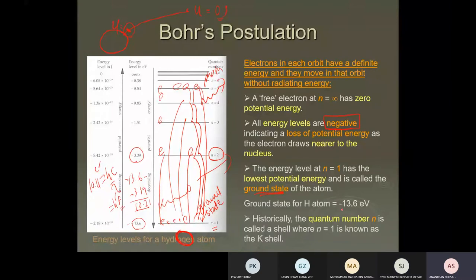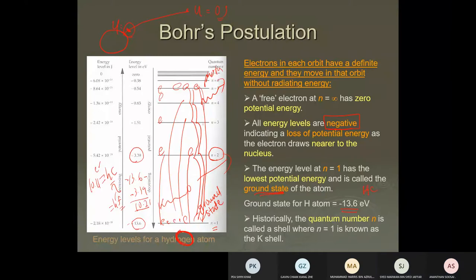For hydrogen, the ground state is found to be 13.6 eV. For the helium atom, is it going to be 13.6? Is it going to be greater or smaller than hydrogen? Anybody? The ground state of helium, is it going to be greater or smaller than hydrogen?